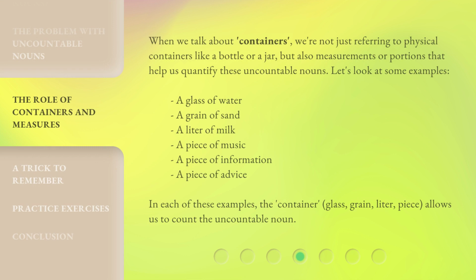When we talk about containers, we're not just referring to physical containers like a bottle or a jar, but also measurements or portions that help us quantify these uncountable nouns. Let's look at some examples. A glass of water, a grain of sand, a liter of milk, a piece of music, a piece of information, a piece of advice. In each of these examples, the container, glass, grain, liter, piece, allows us to count the uncountable noun.